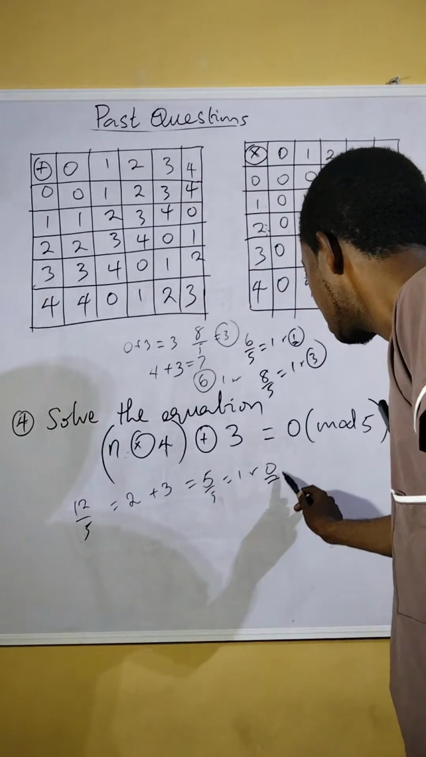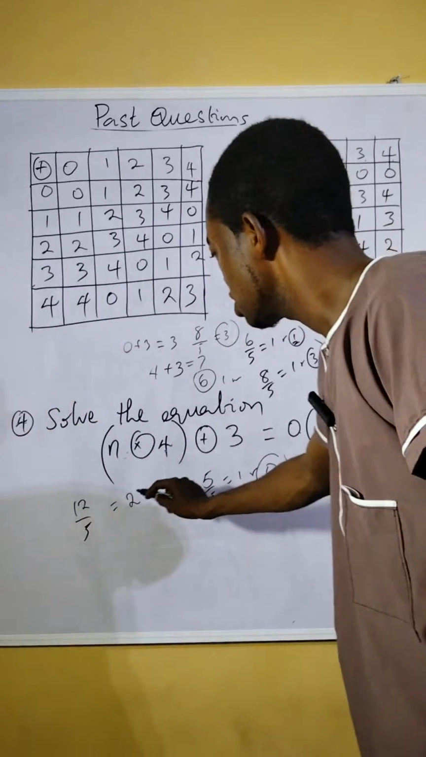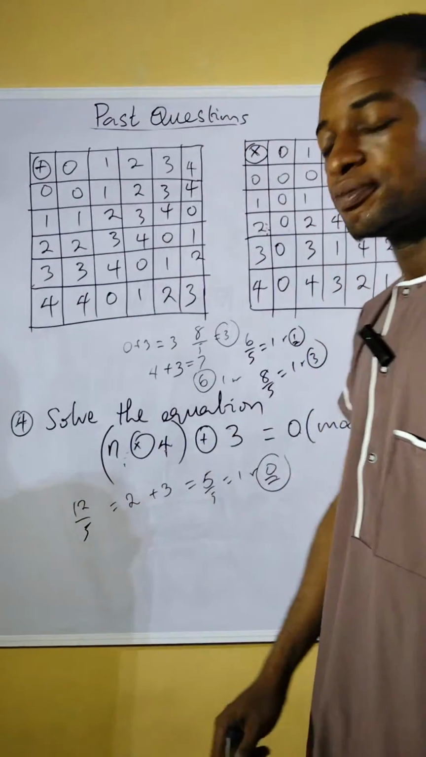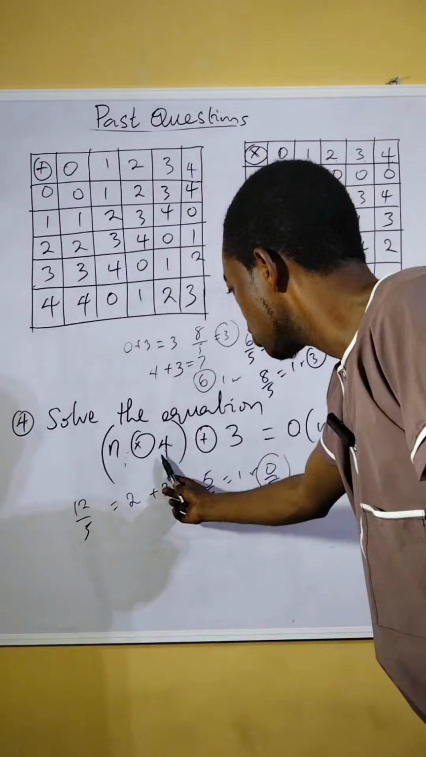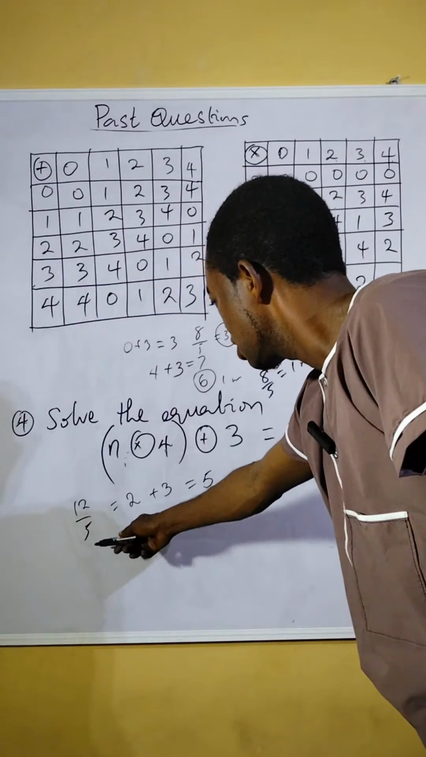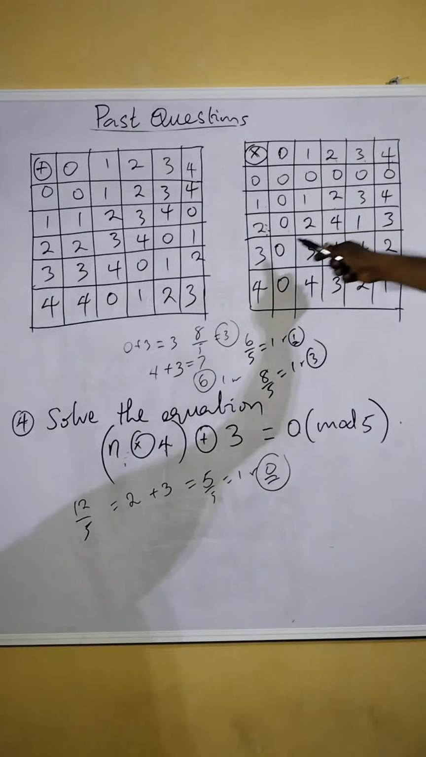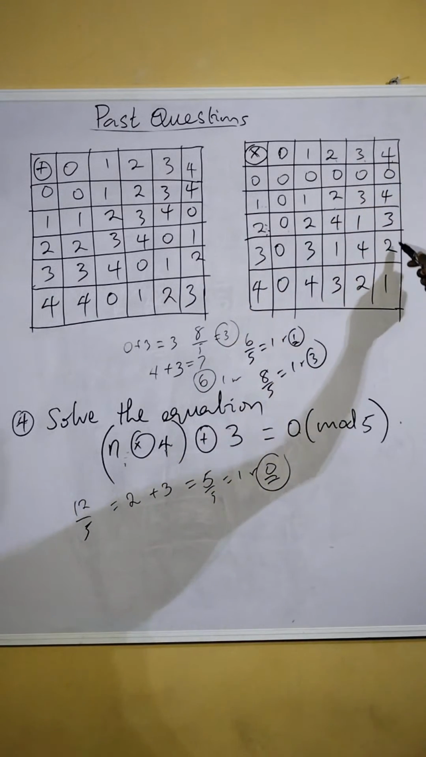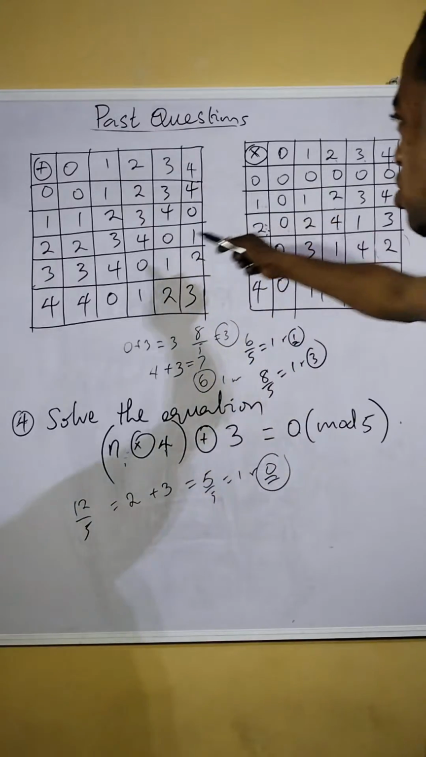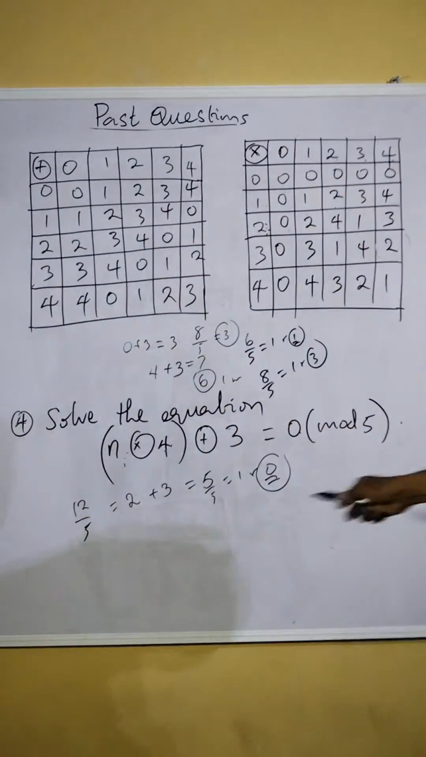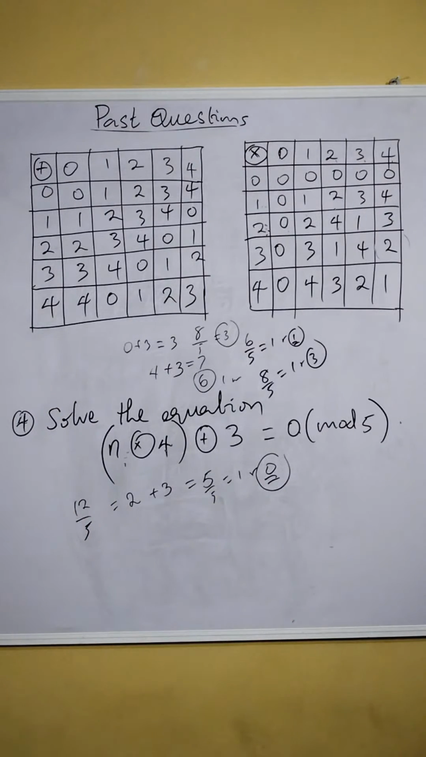So the remainder here is 0, which is what we are looking for. So the number missing here is 3, because 3 times 4 is 12, that's 2. And that 2 plus 3 gives us 0, that's 0 mod 5. So that is the essence of this table here. And that's what we use it for.